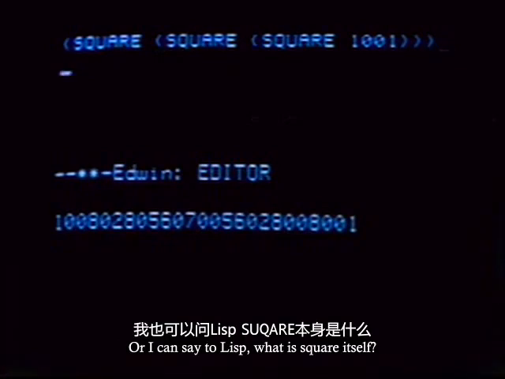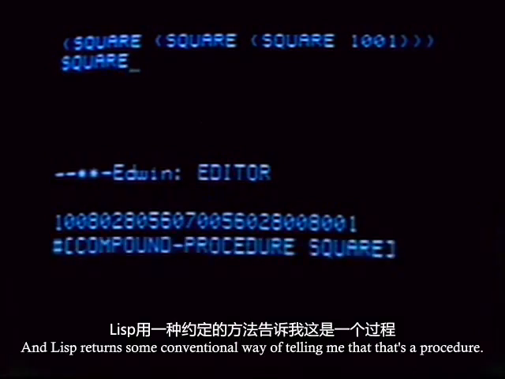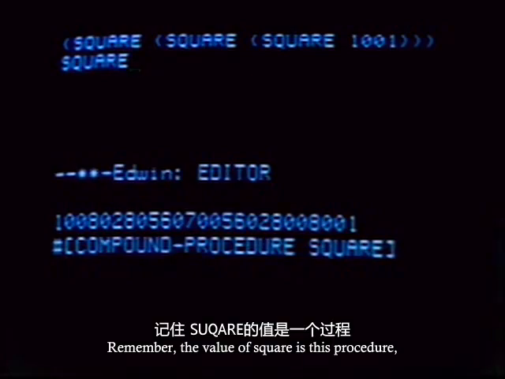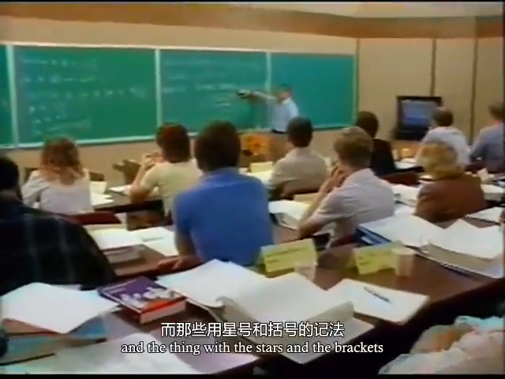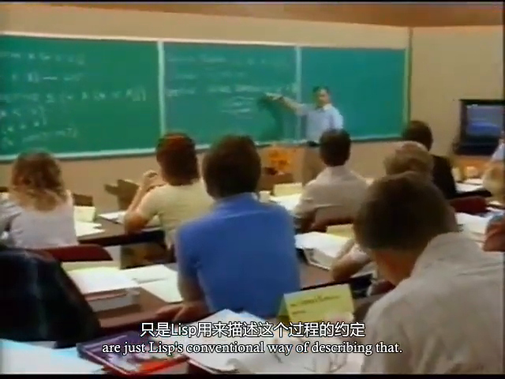Or I can say to Lisp, what is square itself? What's the value of that? And Lisp returns some conventional way of telling me that that's a procedure. It says compound procedure square. Remember, the value of square is this procedure, and the thing with the stars and the brackets are just Lisp's conventional way of describing that.